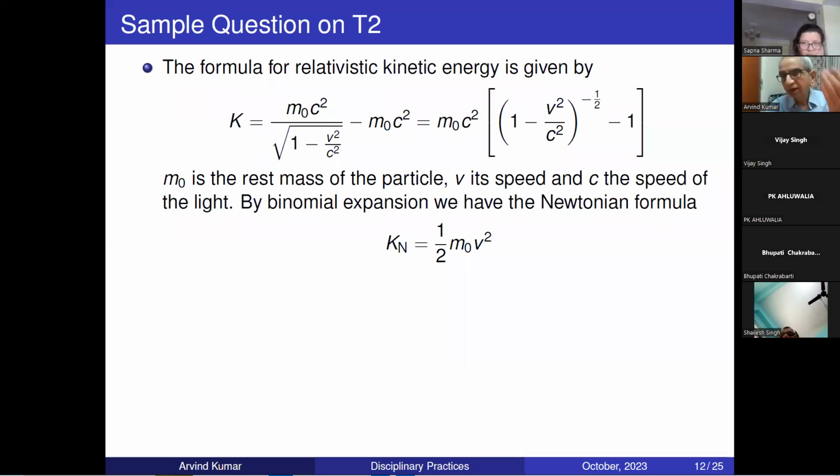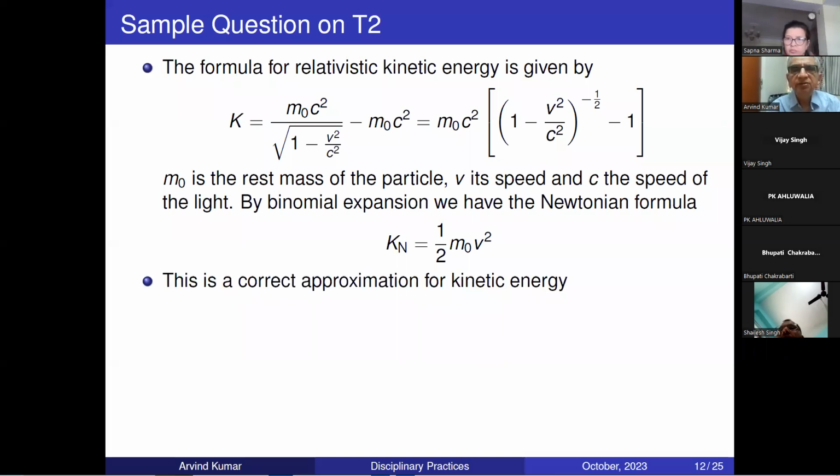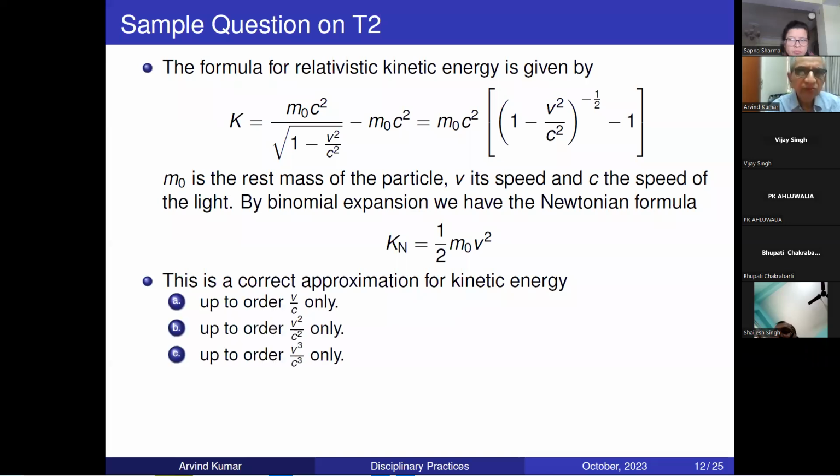Just wanted to see what is the prevalence of this error. And you have this simple formula for relativistic kinetic energy, and it's up to a certain order Newtonian kinetic energy. This is a correct approximation for kinetic energy. So this is up to order V by C, V square by C square.